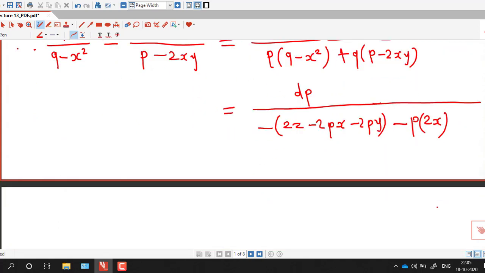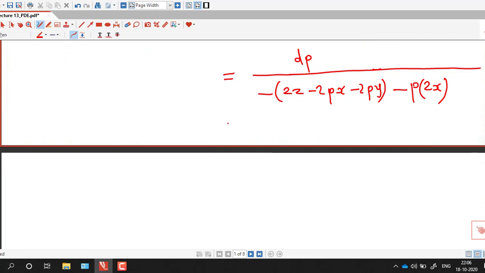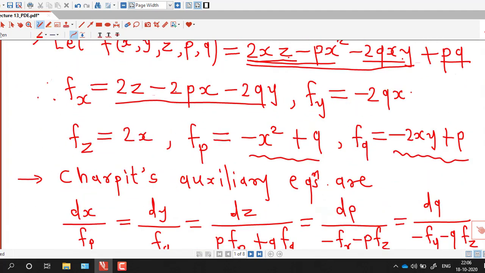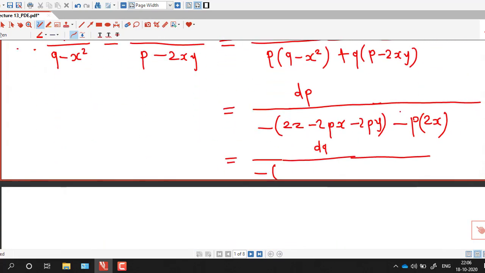Similarly, we can write the differential of q divided by the negative of the partial derivative with respect to y. The partial derivative with respect to y is minus 2qx. So here we put minus 2qx minus q into del f by del z, which is 2x. We denote these auxiliary equations by number 1.